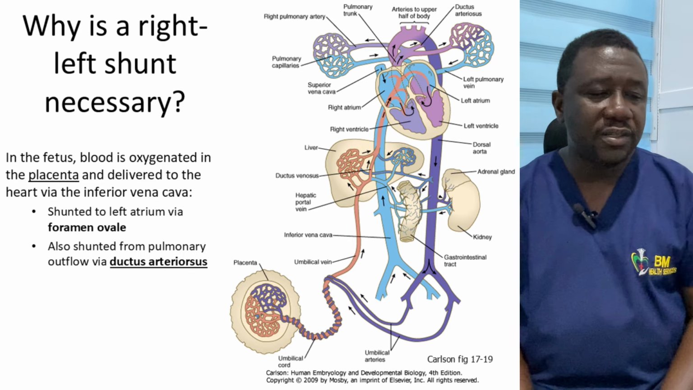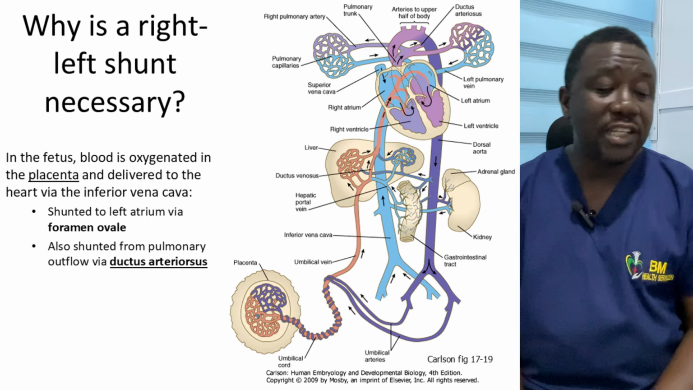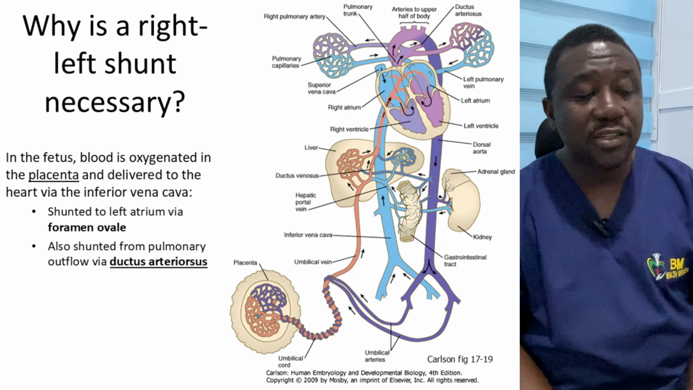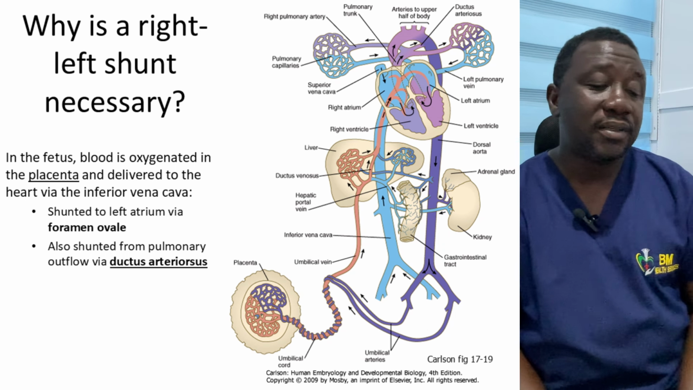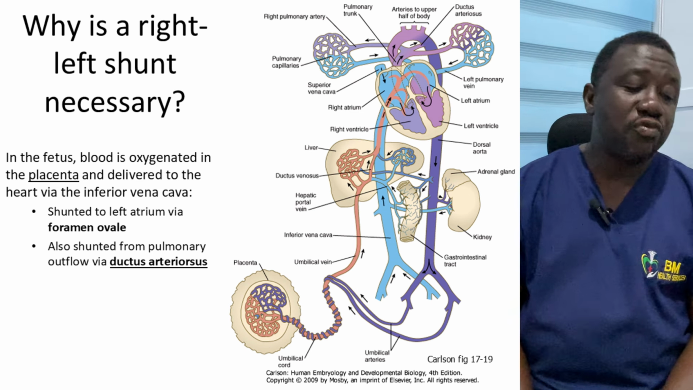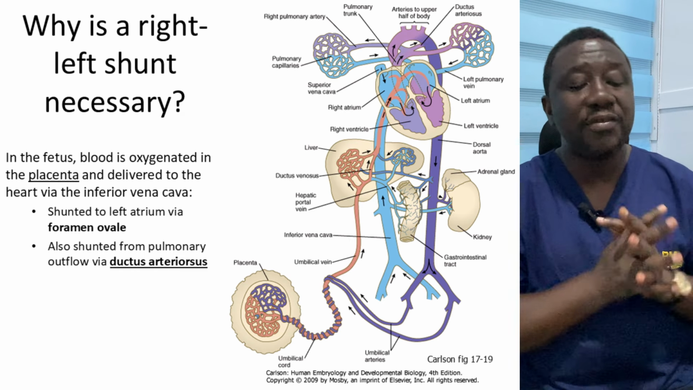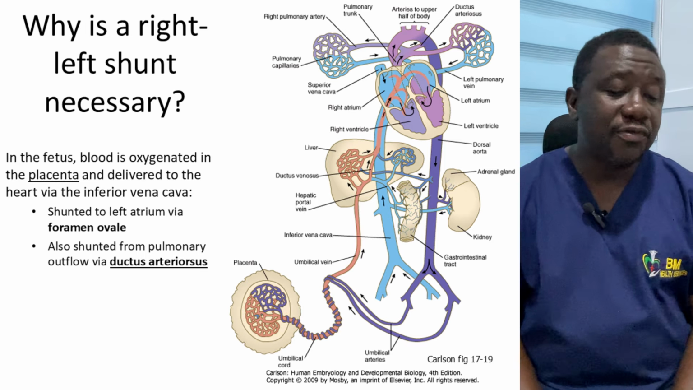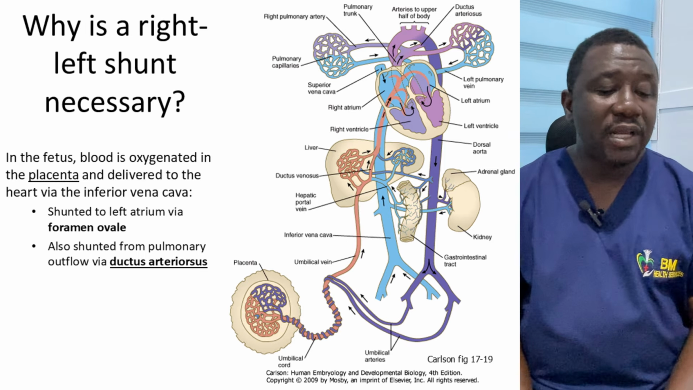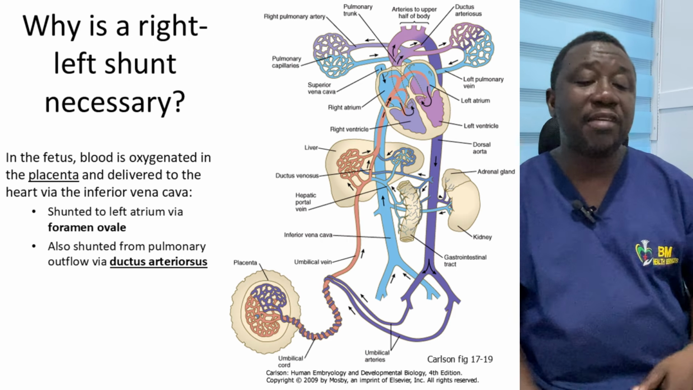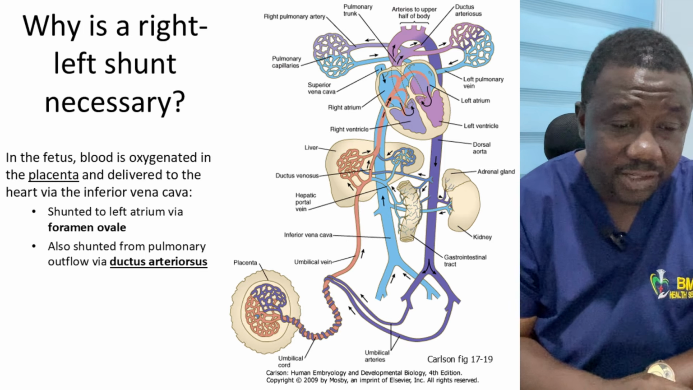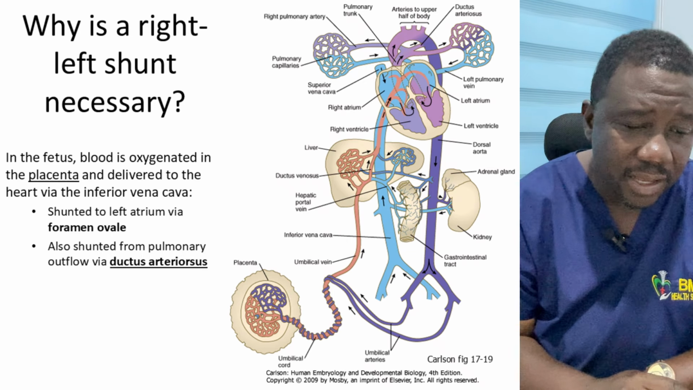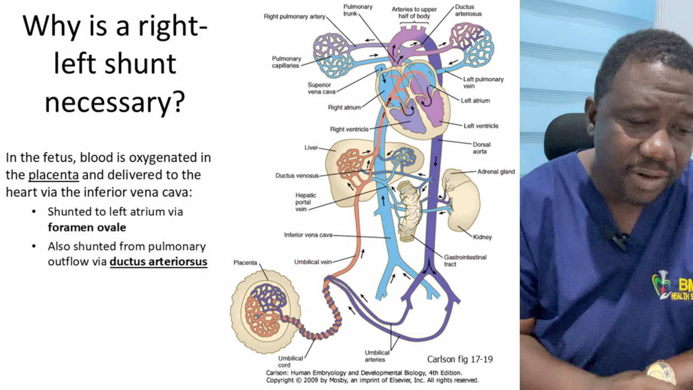What's the necessity of it? In the fetus, blood originates in the placenta, as I said, and is delivered to the heart through the inferior vena cava, shunted to the left atrium through the foramen ovale. So when it comes to the left, it is shunted through the foramen ovale, also shunted from the pulmonary outflow through the ductus arteriosus. Now let's look at it carefully. Please, let's follow the diagram there. Okay? So through the inferior vena cava here, this is the inferior vena cava.